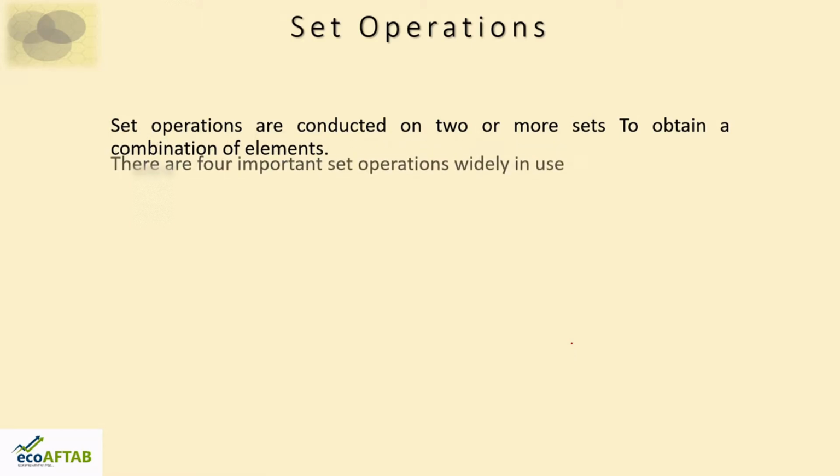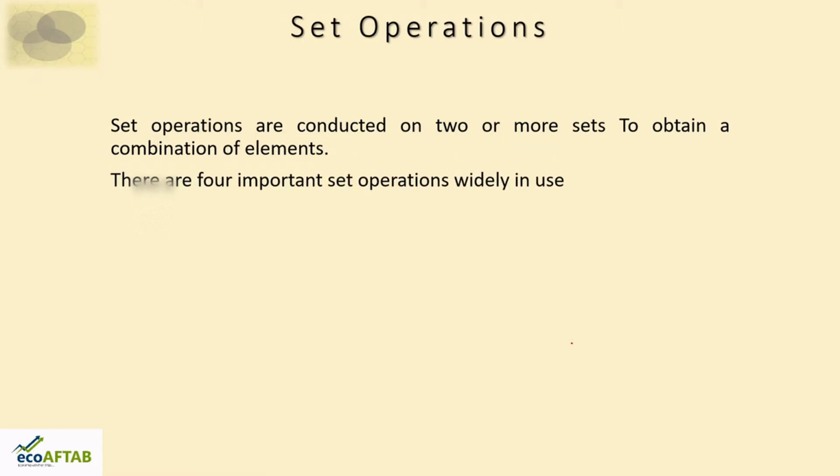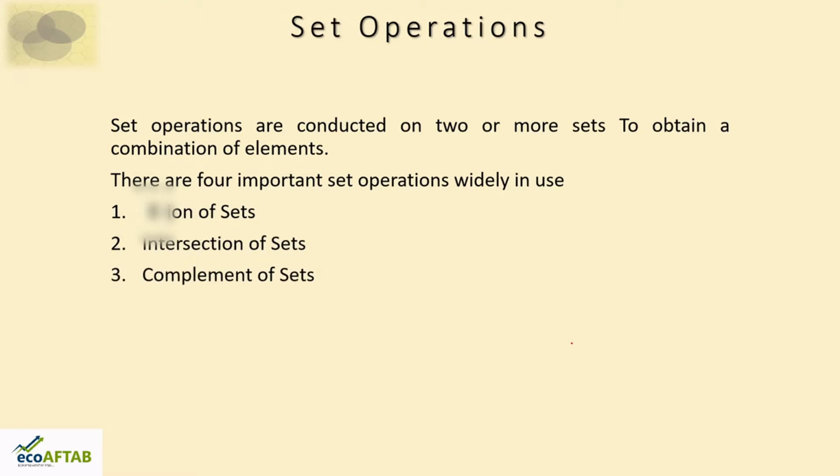Commonly we have four important set operations. I am speaking at an elementary level for us to understand set operations. The first one is called union of sets, the second is intersection of sets, the third is complement of sets, and the fourth is difference of sets. So let us see one by one what these four operations are, and let us begin with the first one, union of sets.